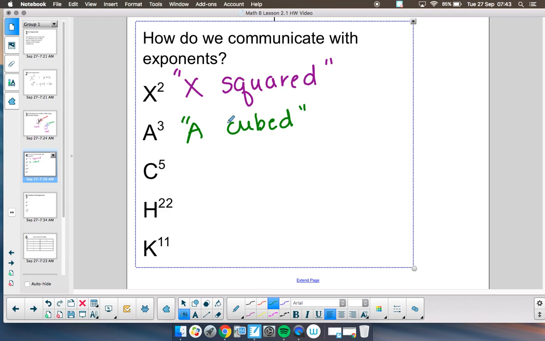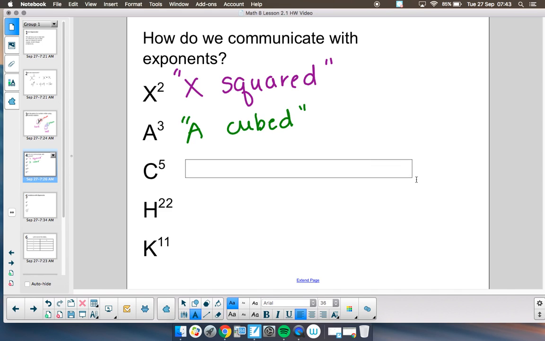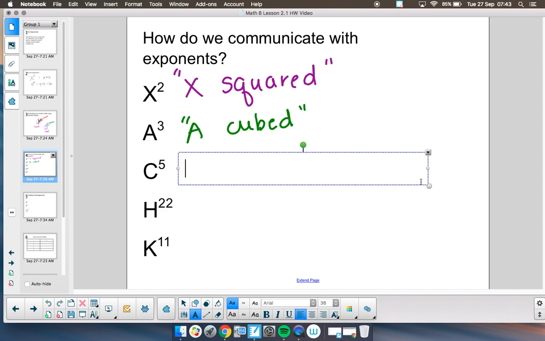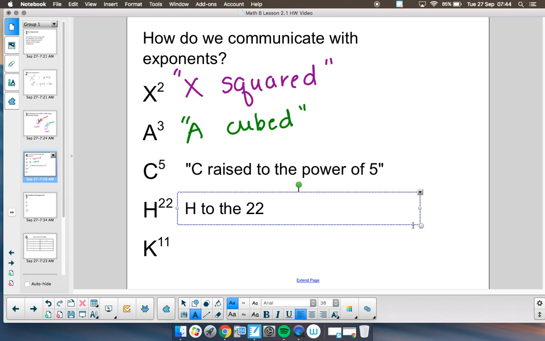Whenever we have some other number, we typically say something like this. There are a few different things you can say. I'm going to write all of them here, and you can decide how you want to say them. But you will hear me use all of these different terms in class. This would be c raised to the power of 5. That's one way you could say this. Or for this one, another way you could say this is h to the 22nd power. It's another way we can say it.